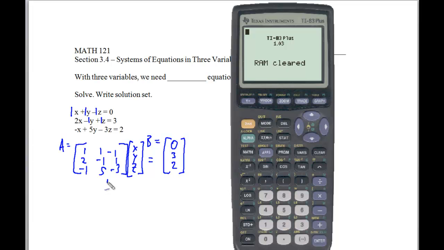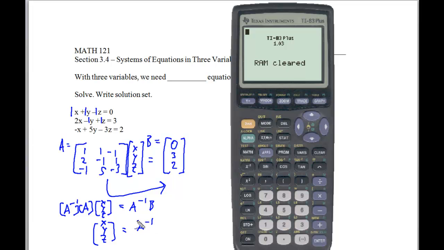Now, to get this matrix over to the other side, I'd have to use inverse matrices. So the inverse of A times our XYZ matrix here is going to be equal to my inverse of A times B. And since my inverse A matrix times my A matrix gives me the identity matrix, which is 1's and 0's across a diagonal, this would be XYZ. I'll get my answer matrix from multiplying the inverse of A matrix times B.